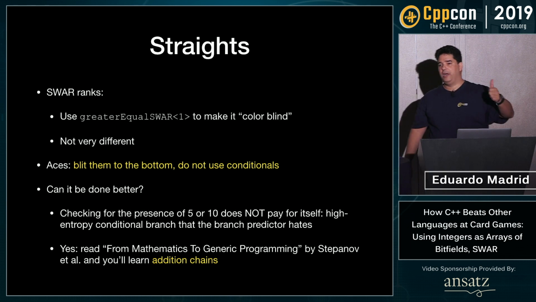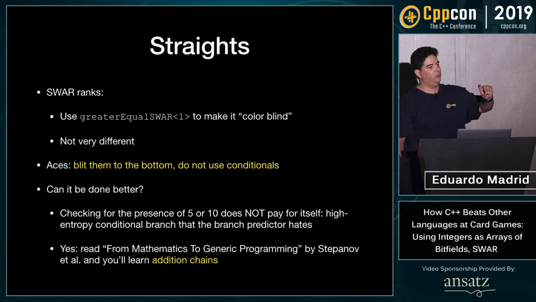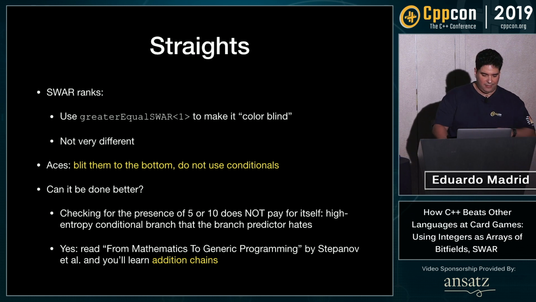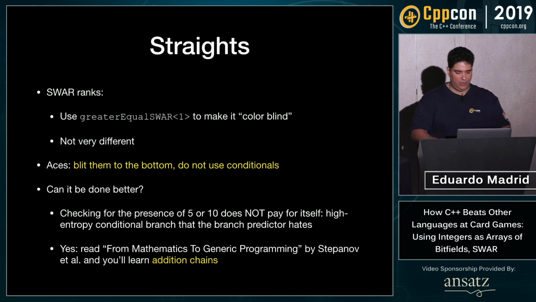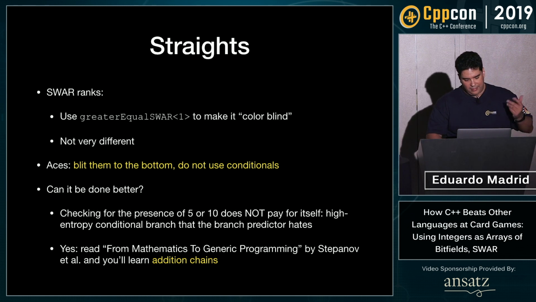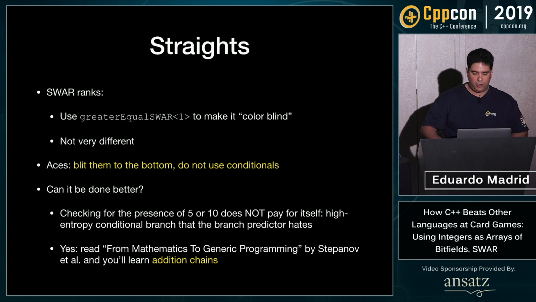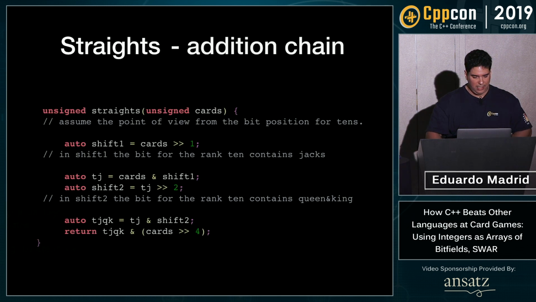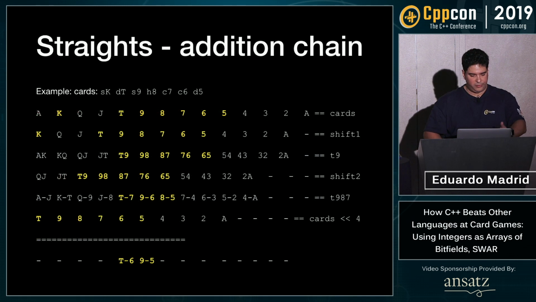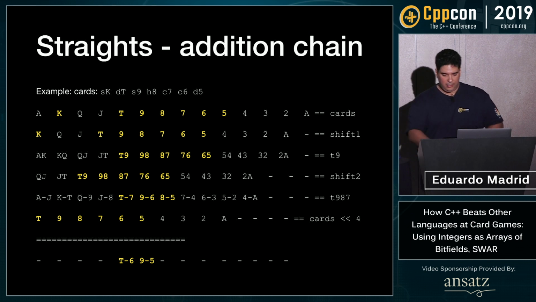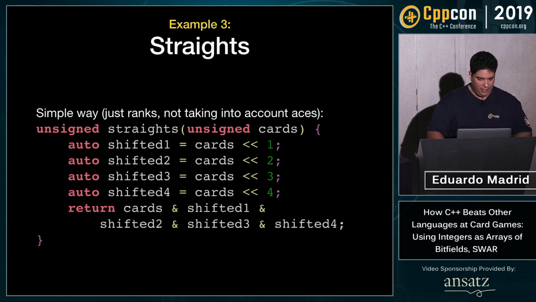One thing that I benchmarked that doesn't work is to check whether it has a 5 or 10 for an early exit. That is a very high entropy branching that no branch predictor likes, and it just doesn't pay for itself at all. But since I read From Mathematics to Genetic Programming, I learned about addition chains, and I came up with this code that boils down to this. I would invite you to read it when the slides are available. That's going to be today.